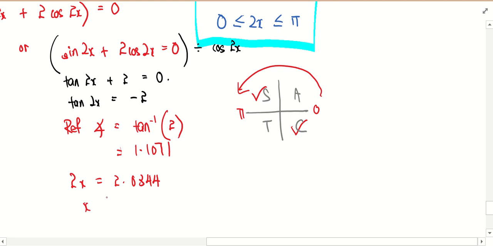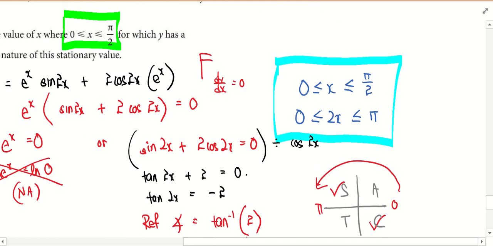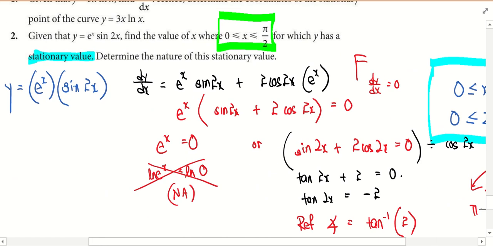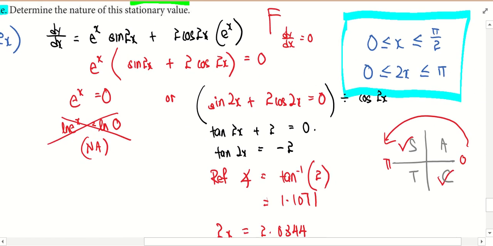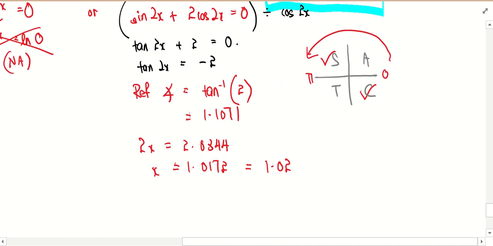But remember, I need to find x. So please divide by 2. And then I estimate to 3SF. Okay, let me look back at the question. What did they say? They only want to find the x. Did they ask us to find the coordinates? No need. So this answer is good enough. So same thing, underline.